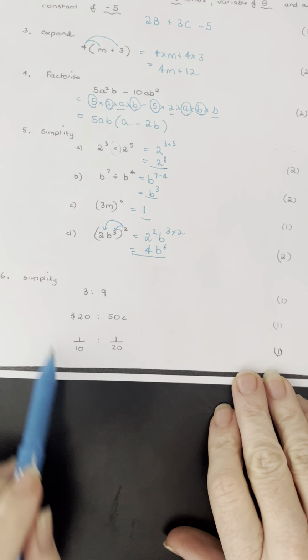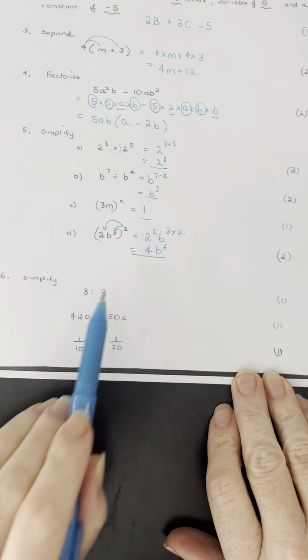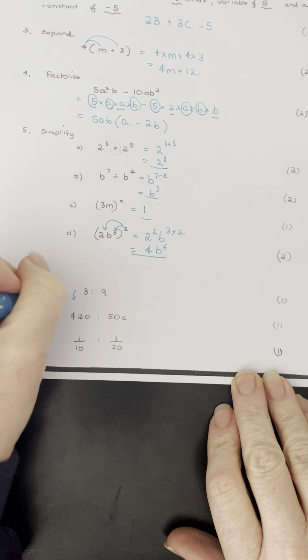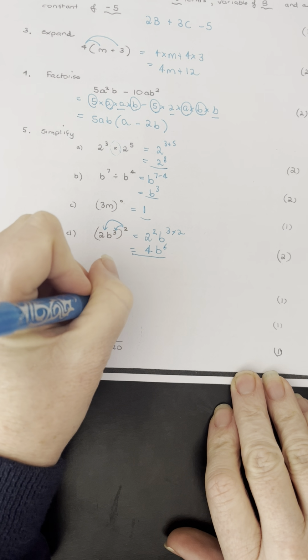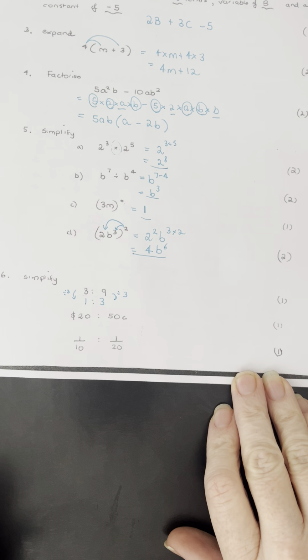Here I've got some simplifying ratios. So 3 is to 9. I can divide both of them by 3. So I get 1 is to 3 as my answer.